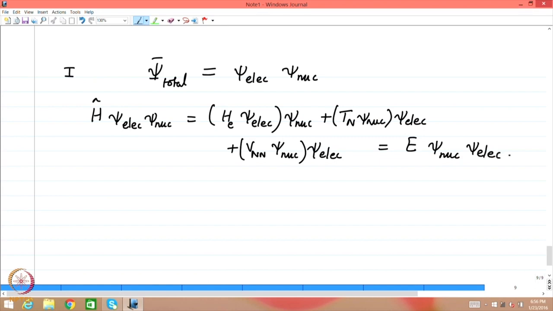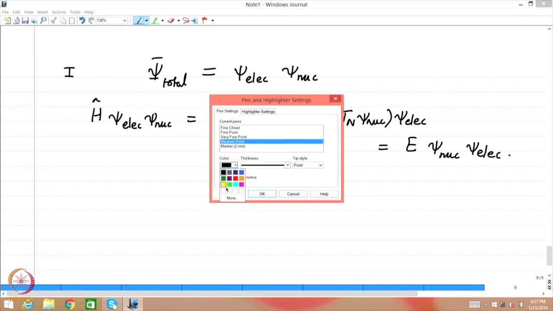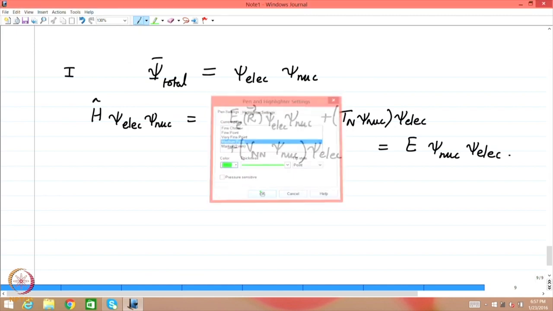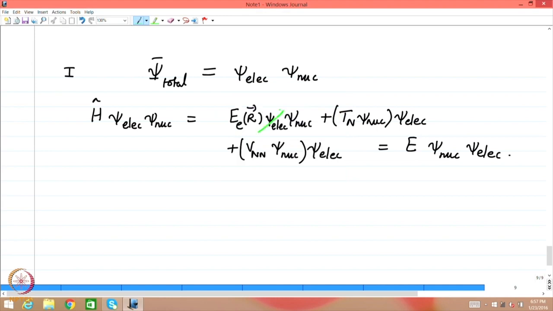And what we shall do is obviously replace this by E, which is a function of the nuclear coordinates, all of them, psi electronic. So now with this form, you see that the psi electronic is a multiple to the entire function. So you can get rid of that. You can get rid of that and that, that.